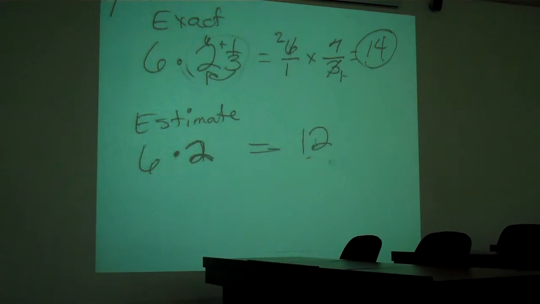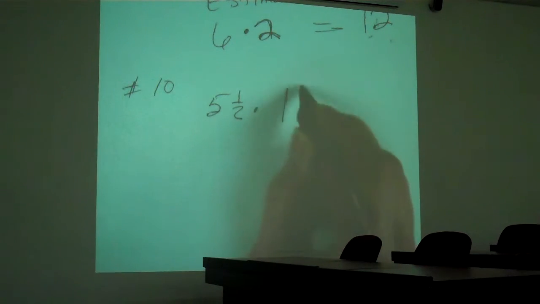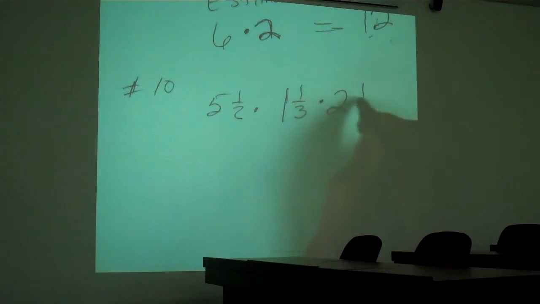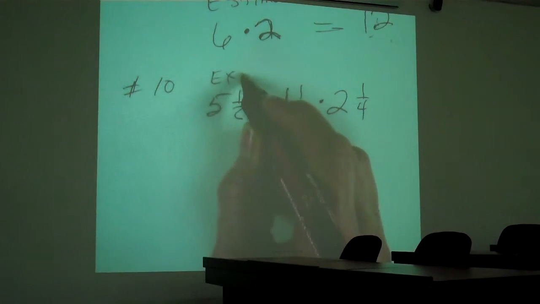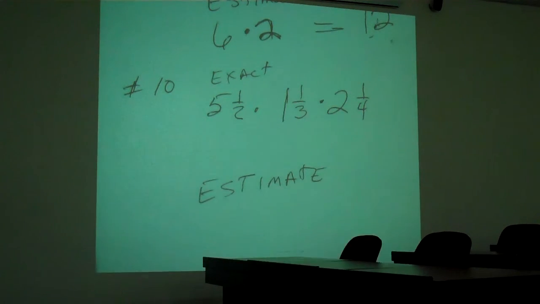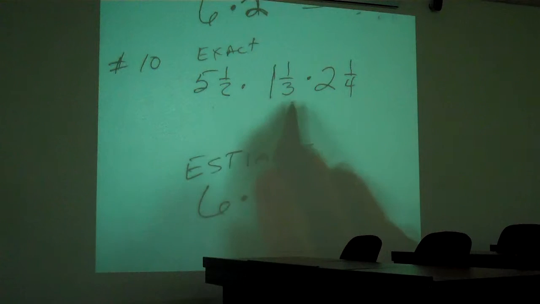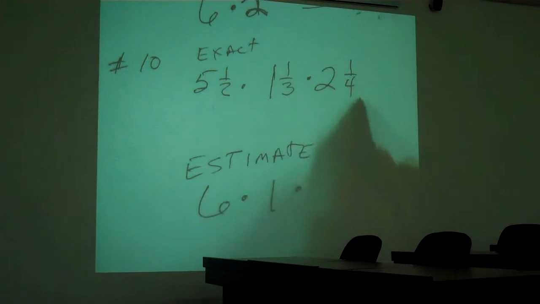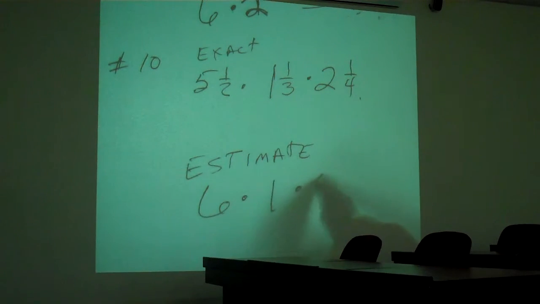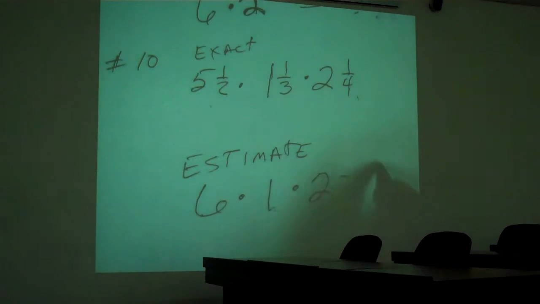So like on number 10, on the same page, number 10 has 5 1/2 times 1 1/3 times 2 1/4. You need exact and estimate. Okay, on the estimate, if it's half or more, we'll go up. This is a half, so we'll go up to 6. 1/3 isn't up to half, so we leave it at 1. And this isn't a half, so we leave that one at 2. So our estimate's just 6 times 1 is 6, times 2 is 12.